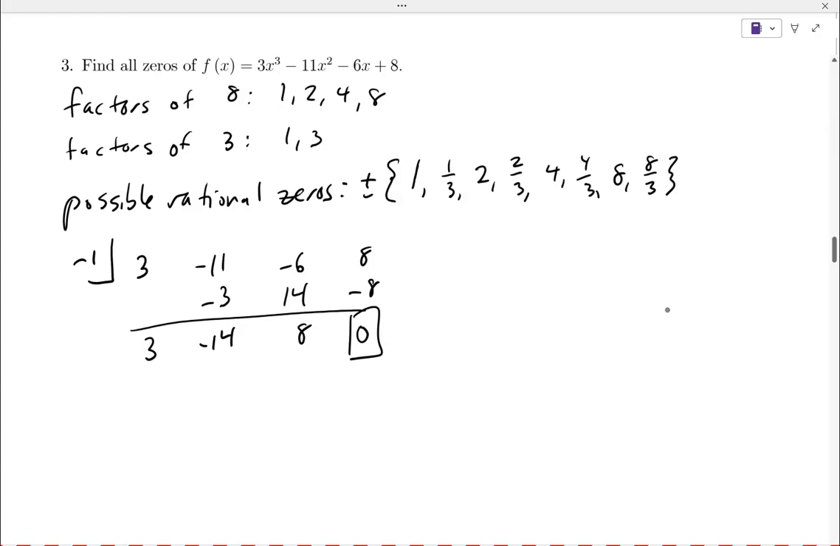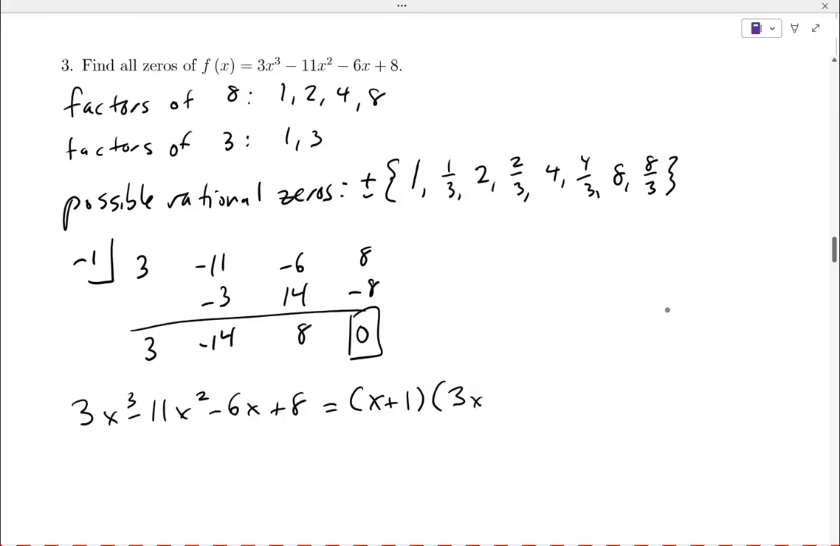So is -1 a zero for certain? Yes. What tells you that it's a zero? The remainder is 0, right? So I got a remainder of 0. That tells me I really do have a 0. We agree? Okay, so far we have 3x cubed minus 11x squared minus 6x plus 8 is equal to x plus 1. Remember, x minus the 0 is the factor. What's the remaining piece? What's the quotient going to be?